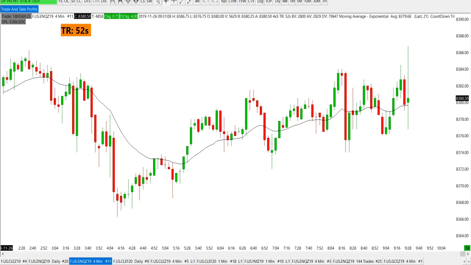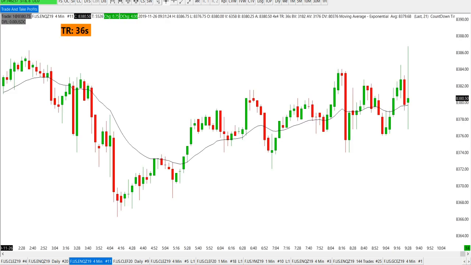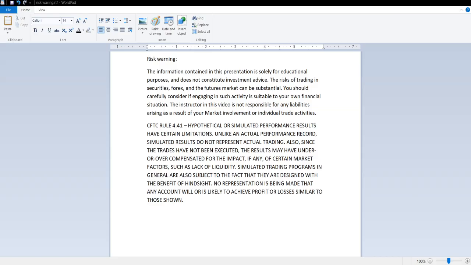All right, so here's the quick disclaimer. Make sure I'm not missing any trades. I don't see anything right here. Nah, I'm not gonna take that. All right, quick disclaimer.